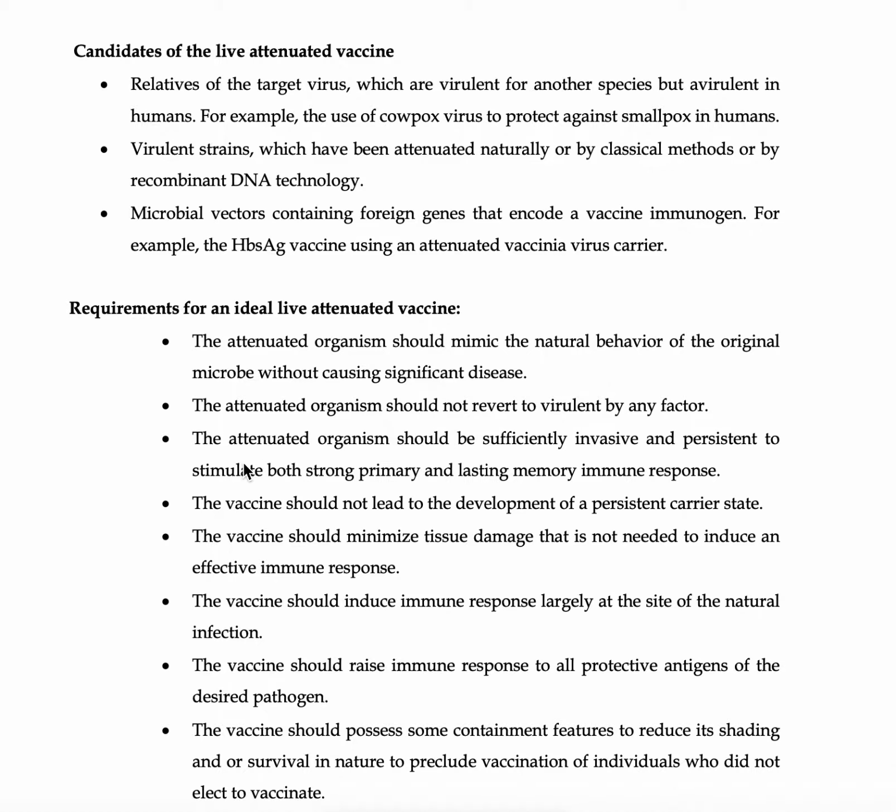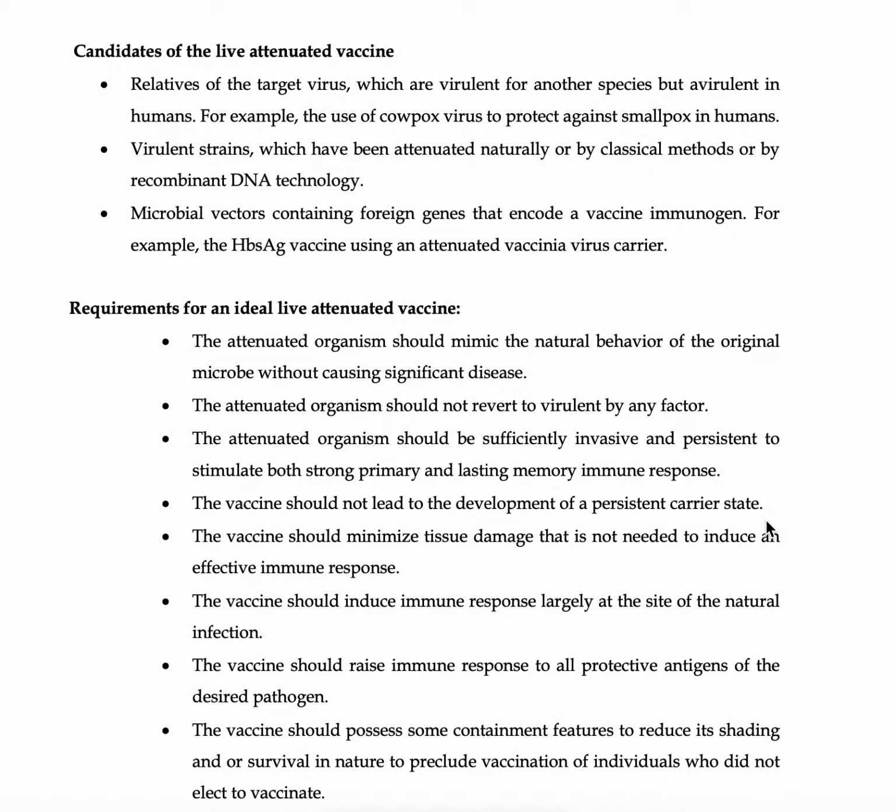Okay, the attenuated organism should be sufficiently invasive and persistent to stimulate both a strong primary and lasting memory immune response. It means the vaccine organism, after we vaccinate it into a host, should remain in the host body, right? Otherwise, it cannot induce a long-lasting memory immune response.